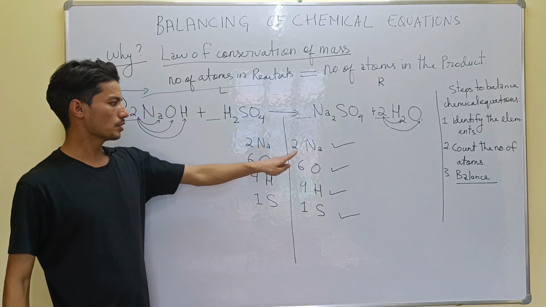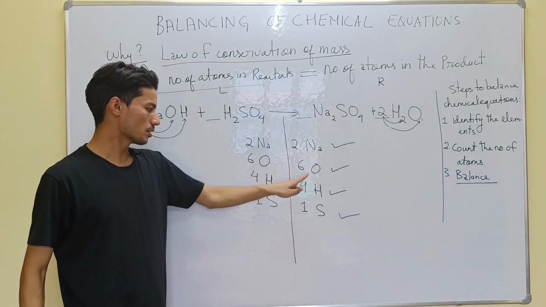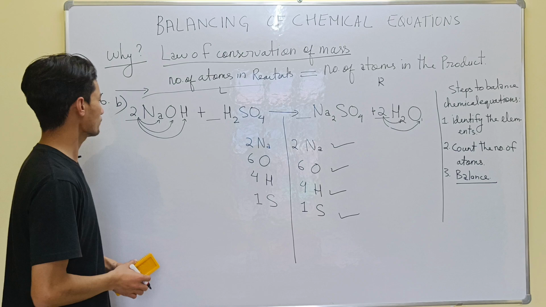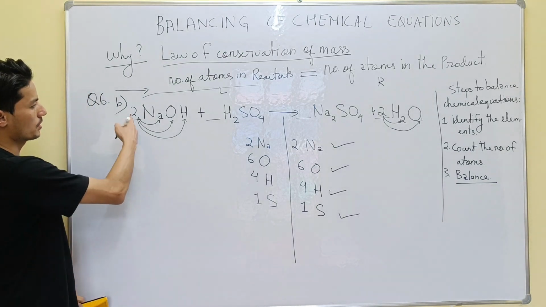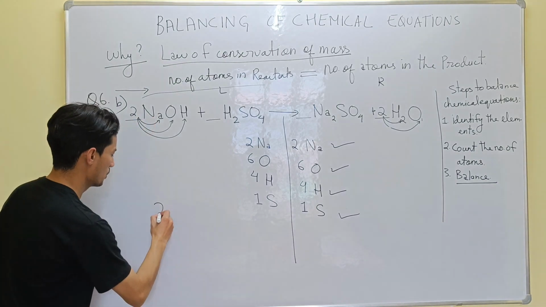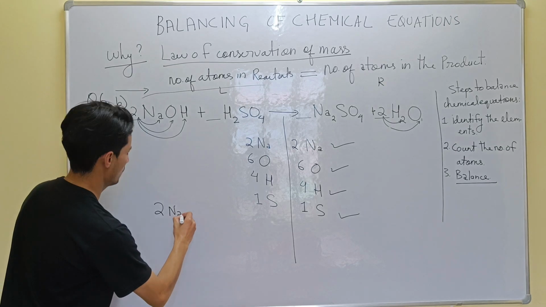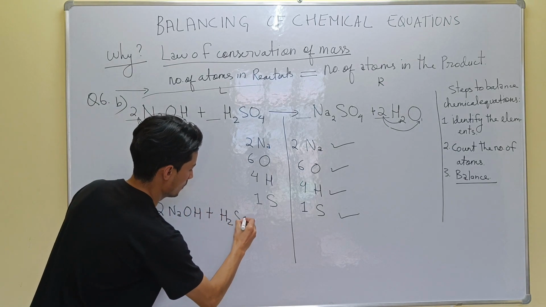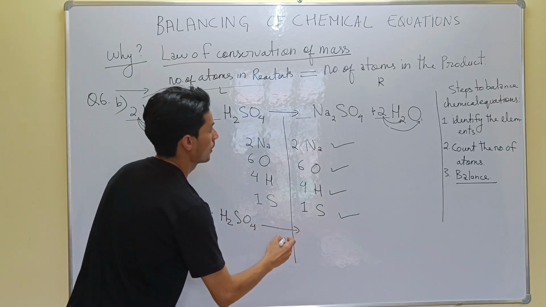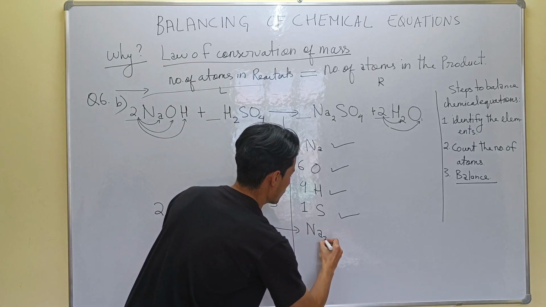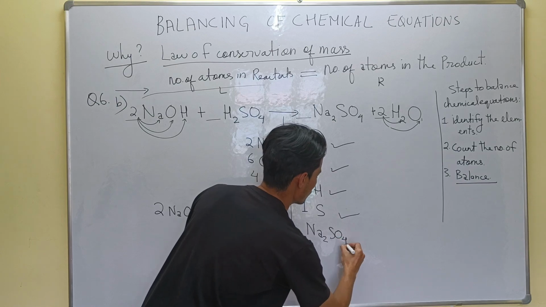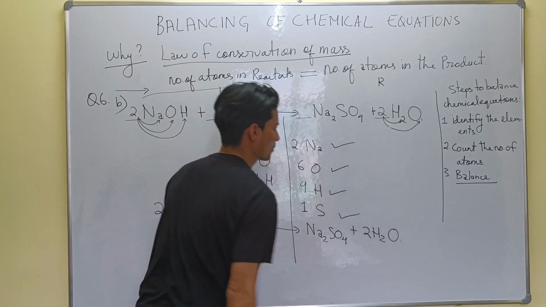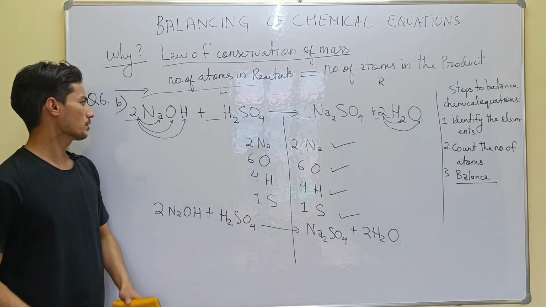2 sodium, 2 sodium. 6 oxygen, 6 oxygen. 4 hydrogen, 4 hydrogen. 1 sulfur, 1 sulfur. So they are all balanced. So the balanced chemical equation is 2NaOH + H2SO4 → Na2SO4 + 2H2O. So this is the balanced chemical equation.